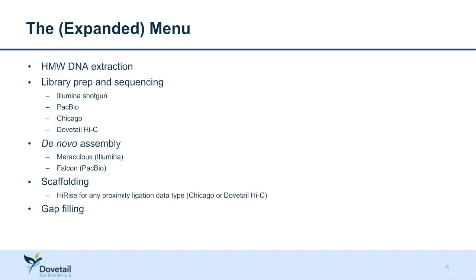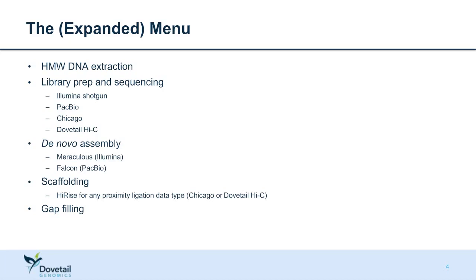The next thing we do is library prep. We do normal library preps like Illumina and PacBio, and we also do our proprietary library preparation, in this case Chicago and Hi-C. Later in the talk, I will discuss the trade-off between these two different library preps and also the complementary aspects of the data characteristics.